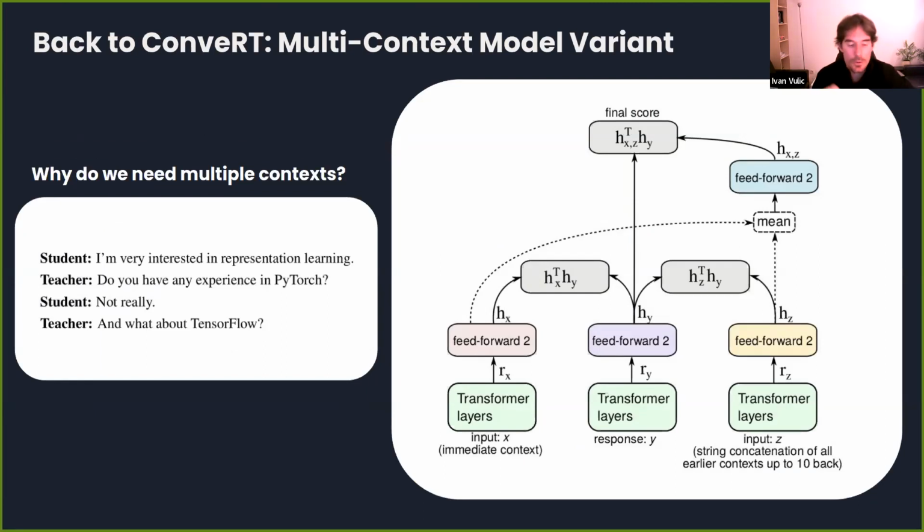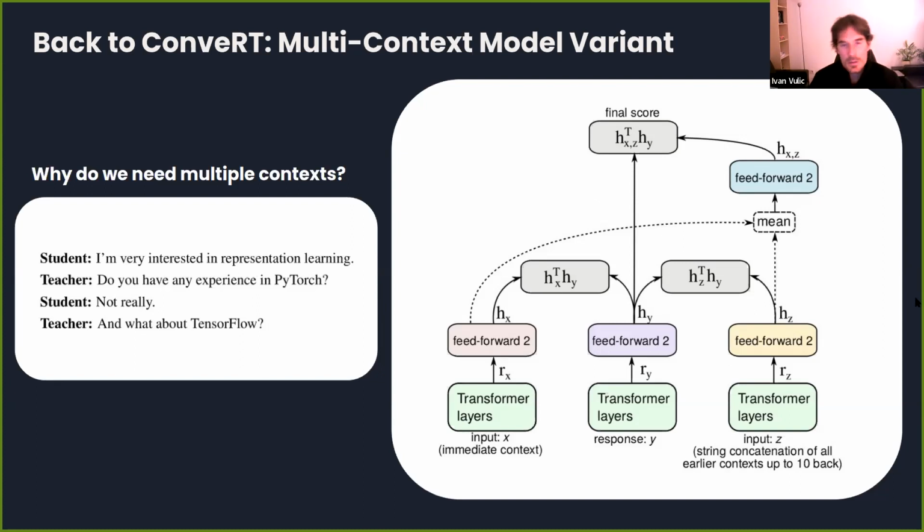So what I actually showed before was what we call only a single context model variant, where we just model the interaction between only the immediate input and the response. But this means that we do not take into account the structure and the history of the previous conversation. And sometimes lacking context means that we can't really figure out the correct response. So here is one example of a short conversation where it is extremely difficult to figure out the response of a teacher to a student's input sentence without really observing the rest of the conversation, as you can see here.